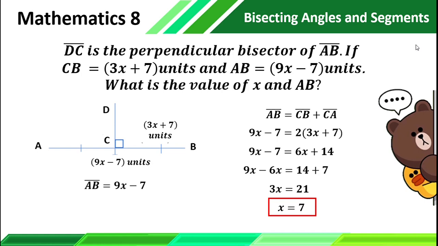Next, we are asked to find the length of AB, which is represented as 9x minus 7. So just simply substitute the value of x in our expression. So we will have 9 times 7 minus 7, which is simply 56 units.